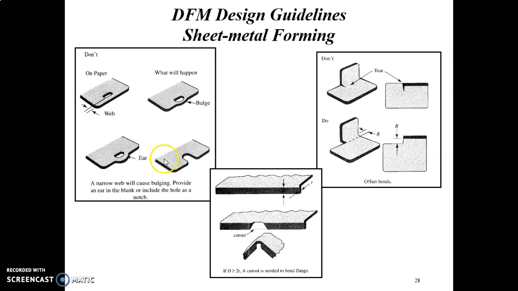Another suggestion for this bulging would be to change the contour of the blank to include the hole as a notch. The notch could either be pierced or be wide enough so it can be included in the blank without a piercing or notching operation.